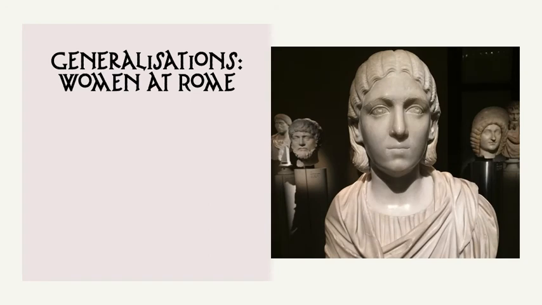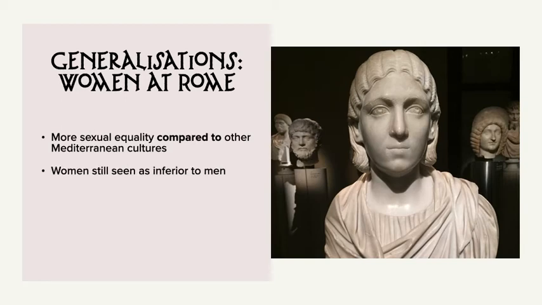So now if we have a look at what this meant in Rome, we can say that the Roman women had more sexual equality compared to other Mediterranean cultures, like the Greeks. Not compared to today in a lot of cultures, but they did have some freedom which other women at the time did not have. However, they were still seen as inferior to men, as we'll have a look at in a moment.